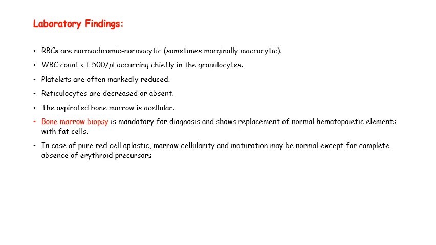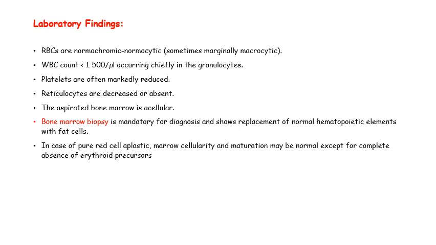The laboratory findings in case of aplastic anemia: the red blood cells are normocytic, normochromic, sometimes marginally microcytic. White blood cell count usually is less than 1,500 per microliter, occurring chiefly in the granulocytes. Platelets are often markedly reduced. Reticulocytes are decreased or absent. The bone marrow aspiration is cellular, while the bone marrow biopsy is mandatory in such a case for the diagnosis and shows replacement of the normal hematopoietic elements with fat cells.